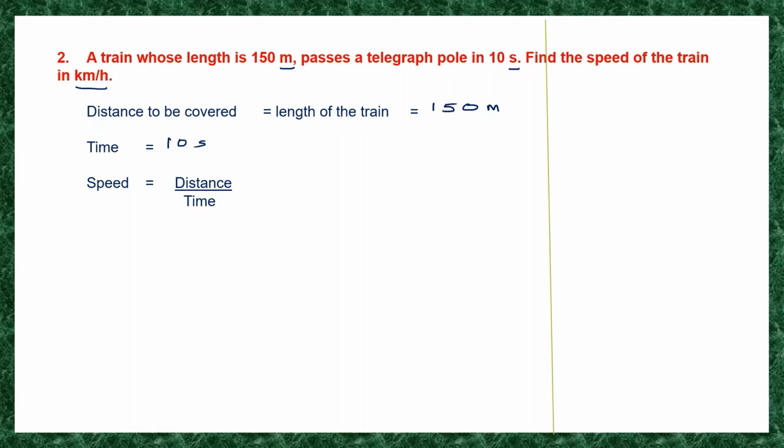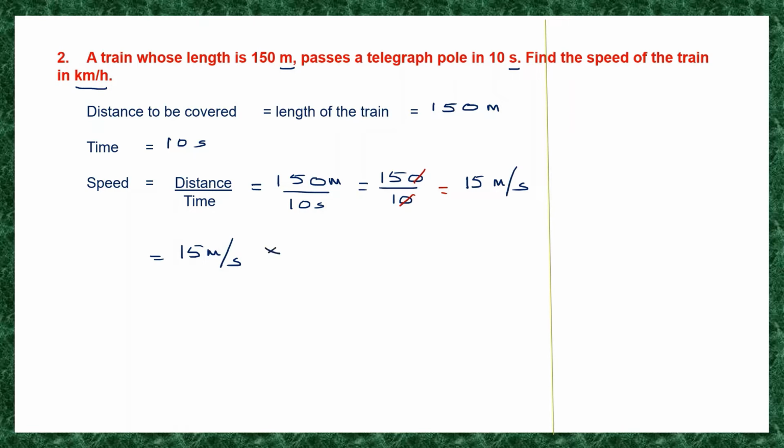So distance is 150 meters and the time is 10 seconds. So let's divide 150 by 10. Cancel. So we get 15 meters per second. Now the question is, find the speed of the train in kilometers per hour. What we have got now is meter per second. So let's convert 15 meter per second to kilometers per hour.